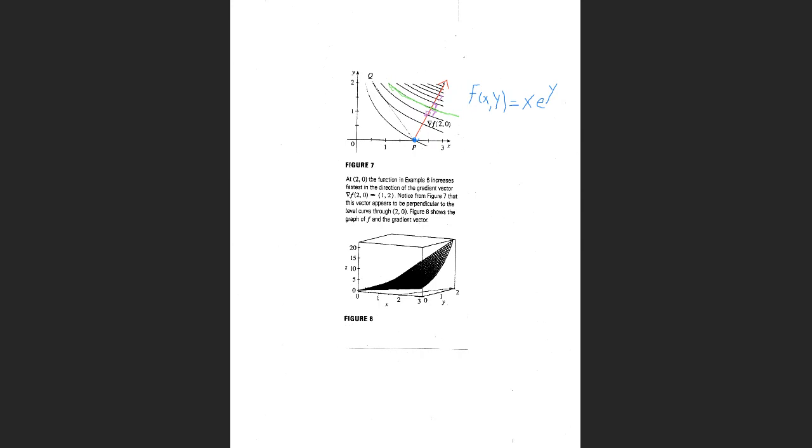Where the gradient crosses the level curve, it crosses at a 90-degree angle. What I'm trying to say is, if you take the tangent vector of the level curve and the gradient vector at every point of intersection, those two vectors will have a 90-degree angle between them, and that's no accident. Are there any questions on that? All right, let us continue on.